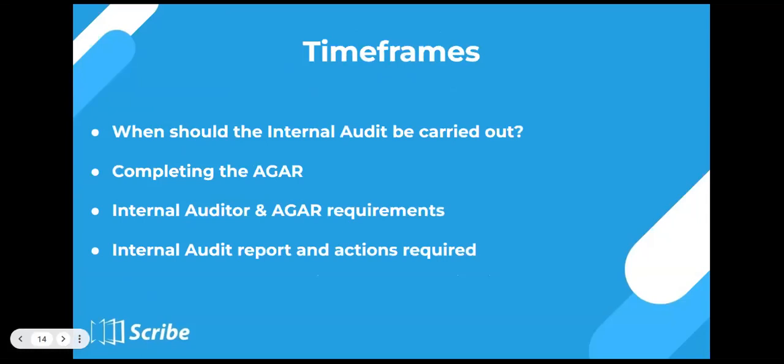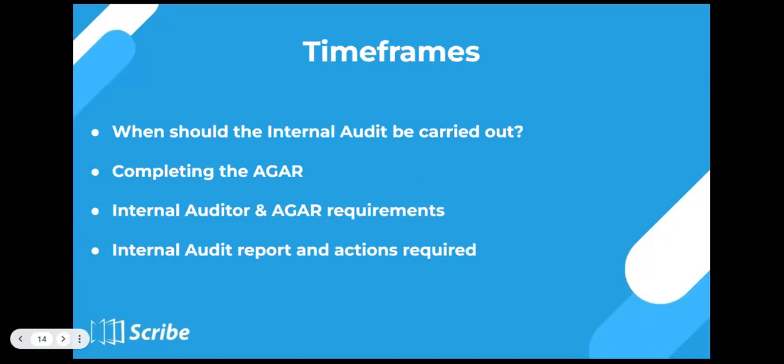So when should the internal audit be carried out? You can have your internal audit carried out really any time after year end and once you've finished preparing your accounts and have all the documents to hand. You can arrange for the internal audit to be carried out prior to the AGAR being approved by the council, and this is good practice. So when the accounts and AGAR are approved, the internal auditor's report will also be available to your councillors.